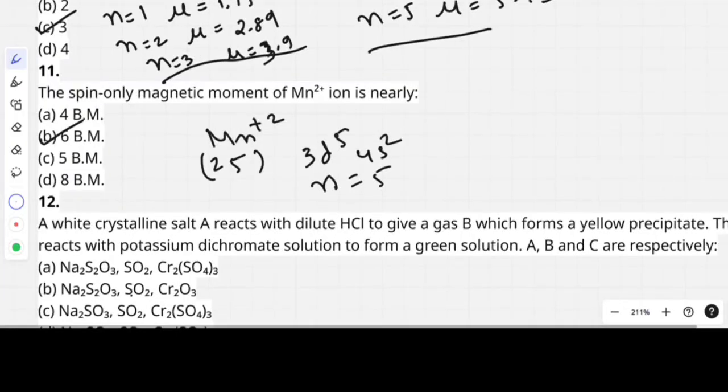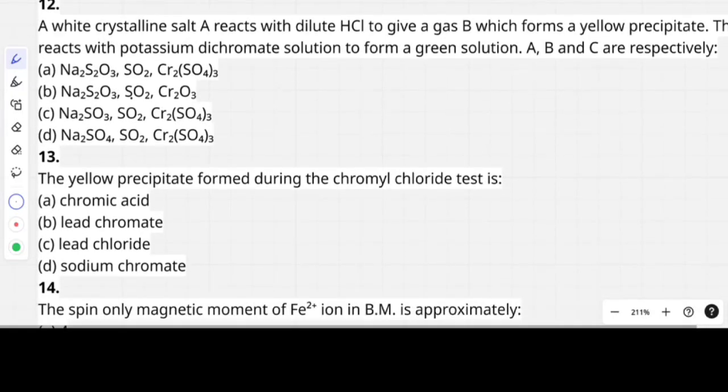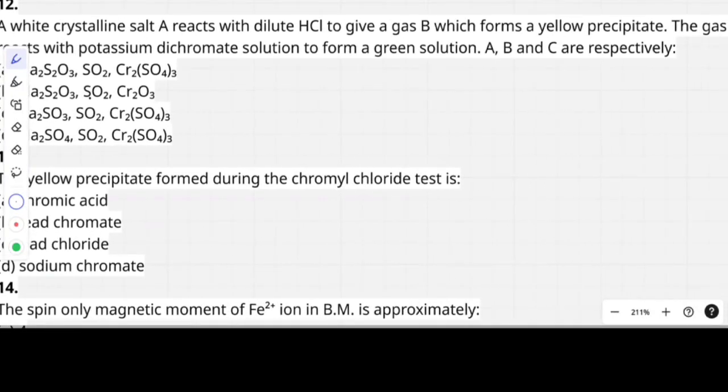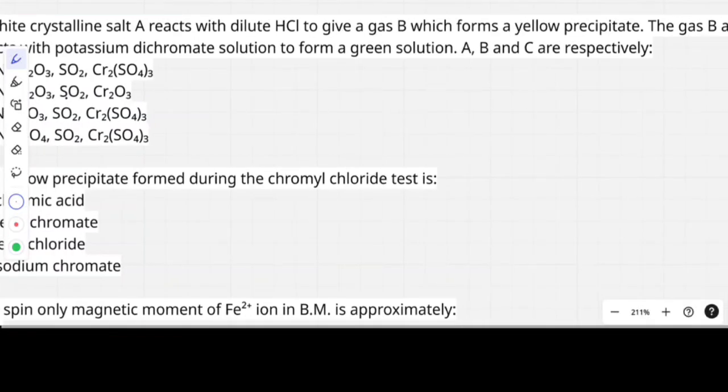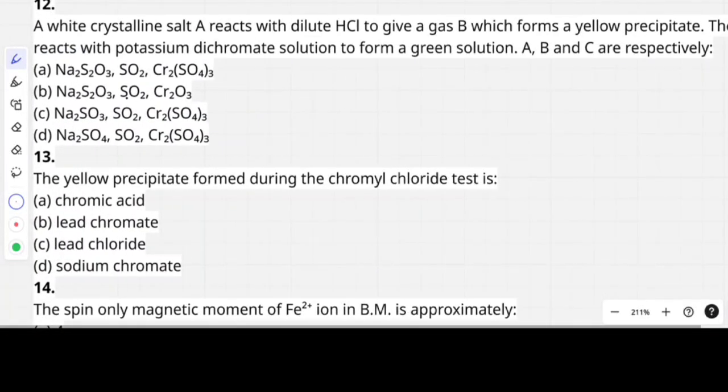Okay. Next, I move to another question. A white crystalline salt A reacts with dilute HCl, gives a gas B, which forms a yellow precipitate. The gas B also reacts with potassium dichromate solution to form a green solution. A, B, C are respectively. See here, a white crystalline salt reacts with dilute HCl.